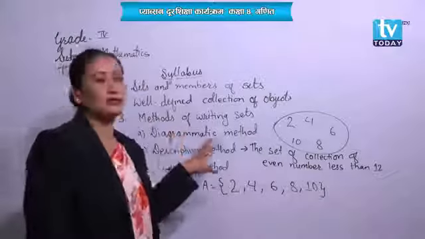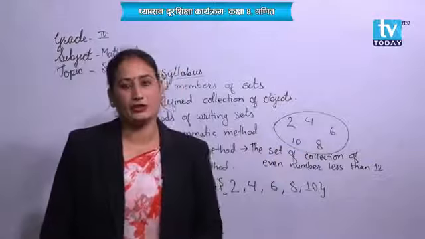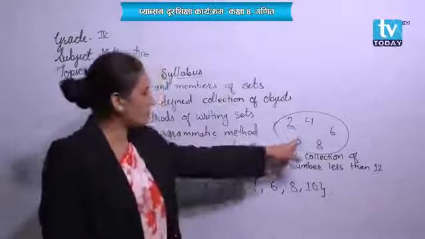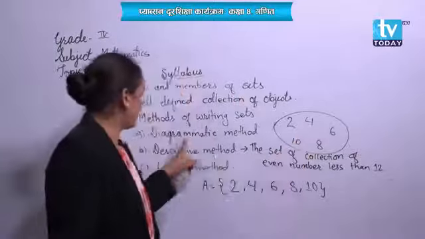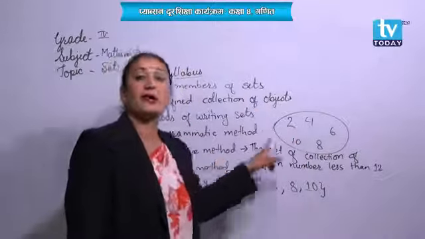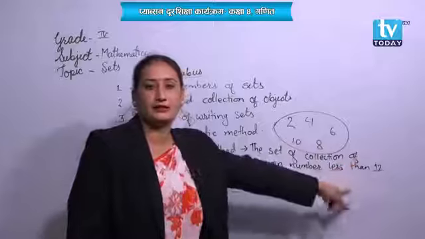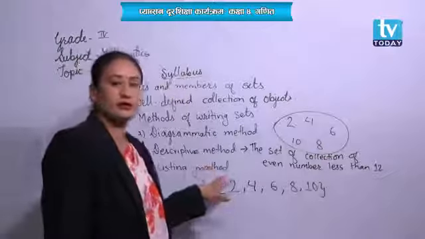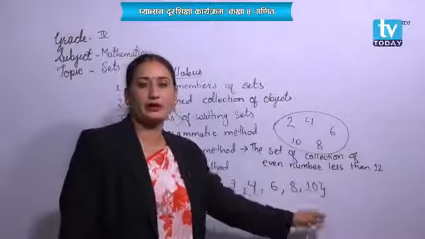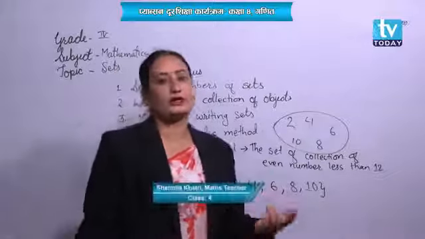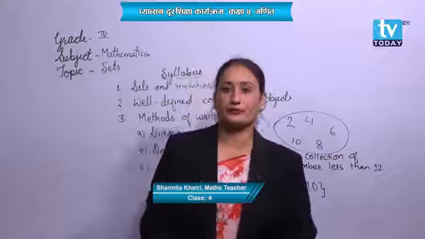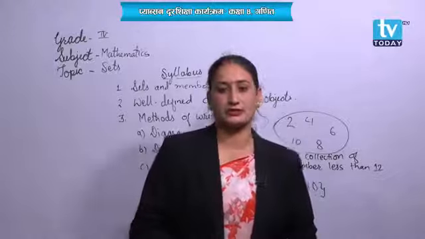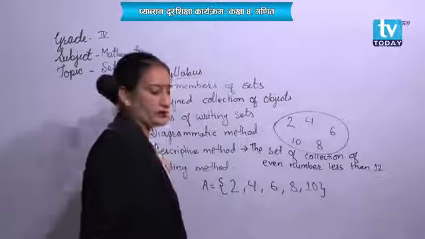Then methods of writing sets. You have to focus more on it. First, the diagrammatic method, showing through a diagram. Then the descriptive method, by simply writing or describing in words. Then the listing method, to list out the members inside a curly bracket. Okay, I hope you understand this one. Now some questions are for your practice. Are you ready, students?